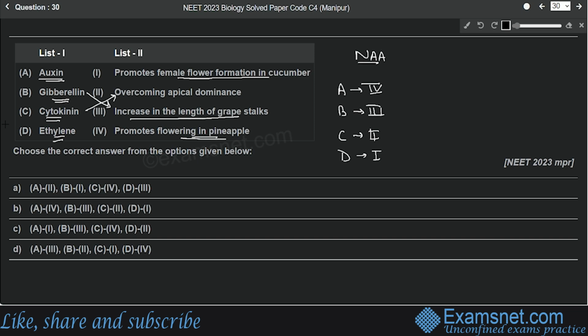So according to this match, let's see which one is the correct option. A matched with 4, B with 3, C with 2 and D with 1. That means option B is the correct answer.